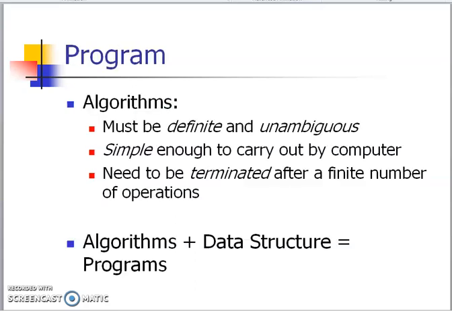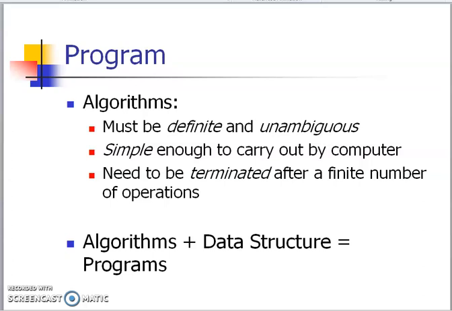For a program, we try to implement it, or we try to ask the computer to solve a problem. So the algorithm is the method of how we solve the problem. This method needs to have the following properties. First of all, it must be definite and unambiguous. And then it has to be simple enough to be carried out by a computer.